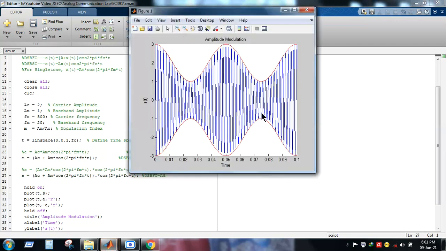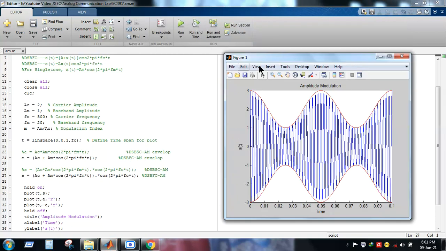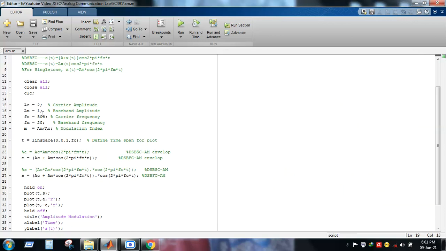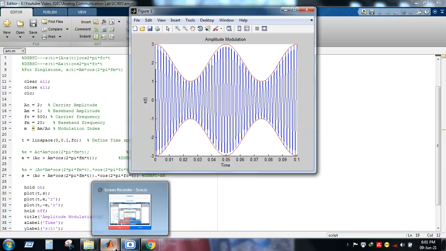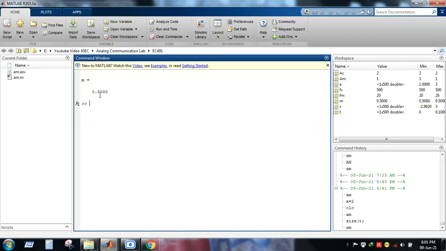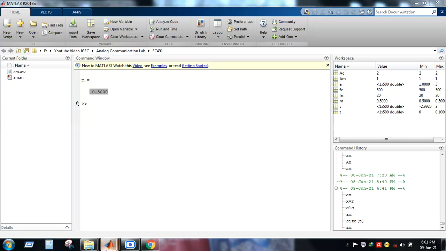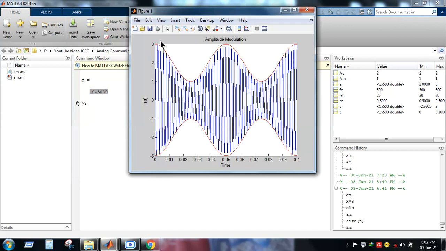Okay. Now, here you can see that this is a DSBFC signal where the carrier amplitude is 2 and the baseband amplitude is 1. So what will be the value of the modulation index? You can see that it is 0.5. So this is less than 1, so you can see that this is the under modulation scenario.